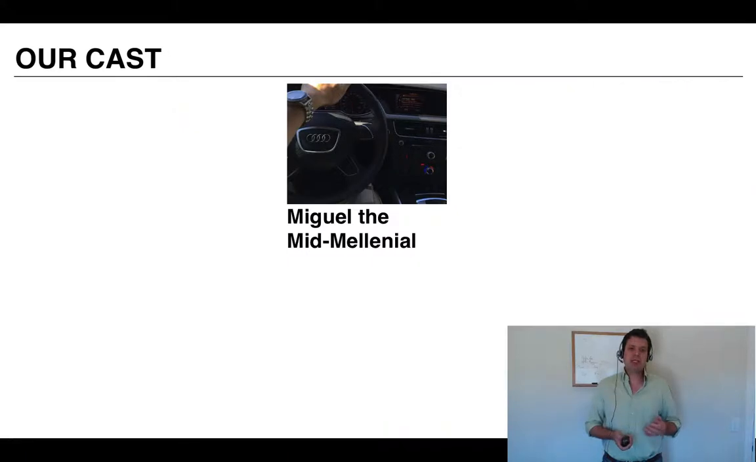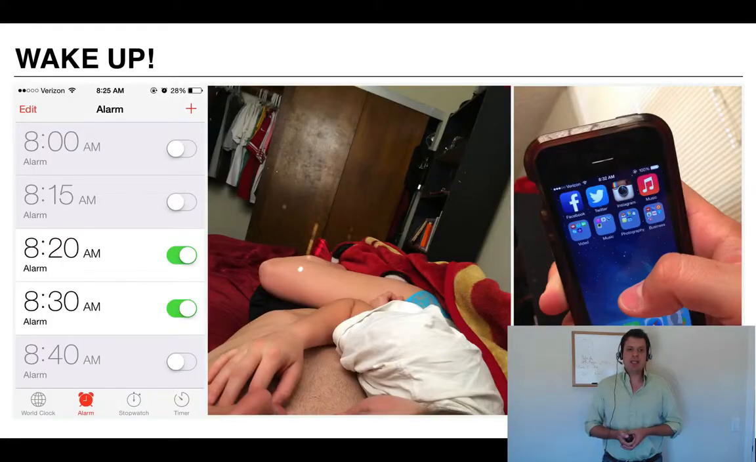So our next persona is Miguel, the mid-millennial. So he's a younger guy. He usually wakes up between 8:20 and 8:30. He's a snoozer, so he sets two alarms, one that turns off, and then one that he just wakes up against. He usually when he gets up checks his smartphone.